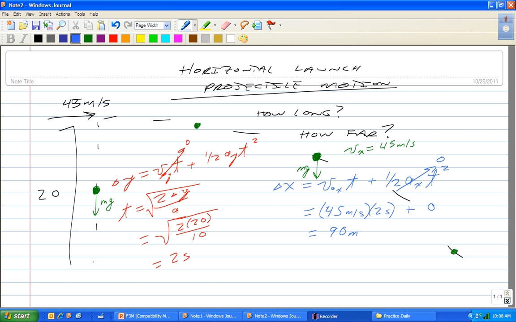Is there a vertical acceleration? Yes. So does the vertical velocity change? Yes. The horizontal doesn't change, but the vertical does. Okay? Which is why it does matter. Not which is why it does matter, but does it matter what speed we launch it at if we're worried about how far it goes horizontally? Yes.